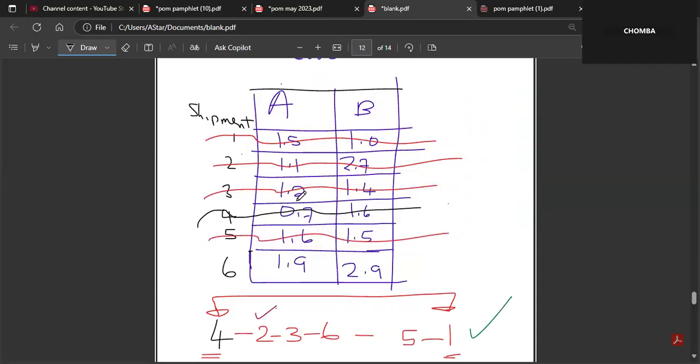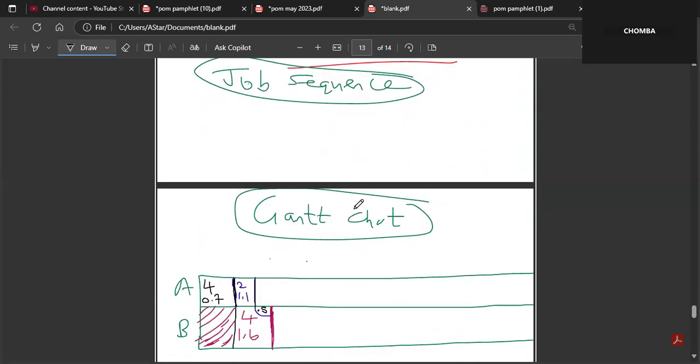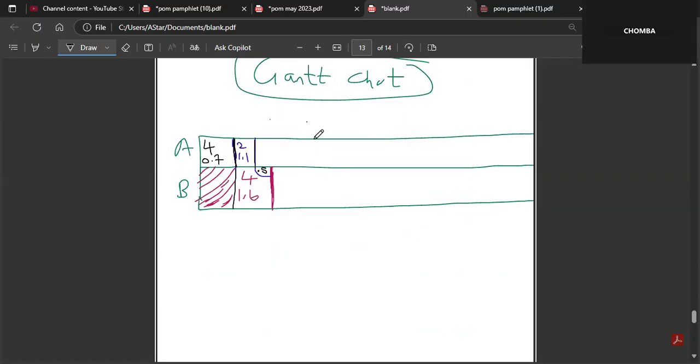Job 3 is taking how many hours in A? 1.2. So come here and put 1.2 here. Job 3 here is taking 1.2. So meaning it's taking how many hours longer? It's the difference from here to here. Are you with me?